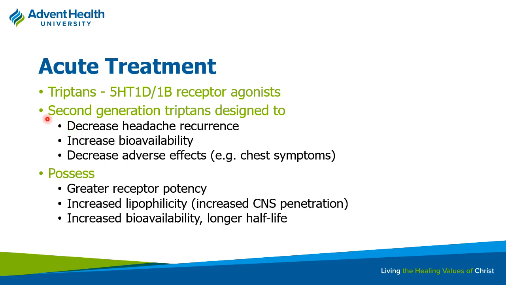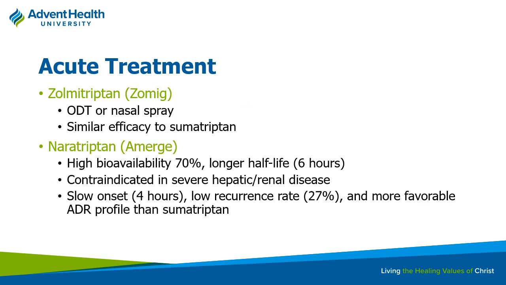The other agents we have, the second generation agents, are designed really to help either increase bioavailability of the drug to bypass that first pass effect a little bit more, or to decrease that recurrence rate and hopefully help with the side effect profile. So typically they're a little bit more potent, a little bit more lipophilic. They can get across the blood-brain barrier a little more easily, and they usually have improved kinetic profiles, longer half-life, better bioavailability. So zolmitriptan, naratriptan, these are both good agents as well. Usually you're going to have similar efficacy to sumatriptan. You just might find that with the longer half-life, you're going to see lower recurrence rates.